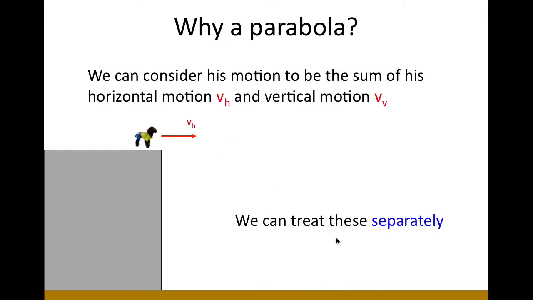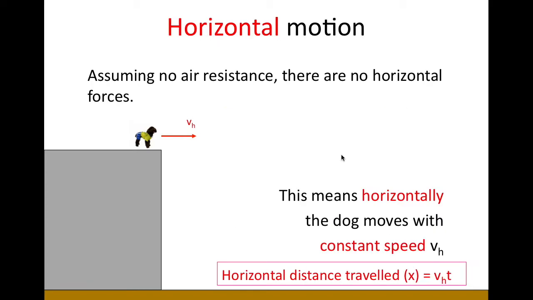Why is this? Let's consider his motion to be the sum of his horizontal motion and his vertical motion. We can treat these separately. And notice here that v sub h is the horizontal velocity, and then v sub v is the vertical velocity. Sometimes you might also see vx and vy. Just be consistent. It doesn't really matter which subs you use as long as it makes sense and you're consistent.